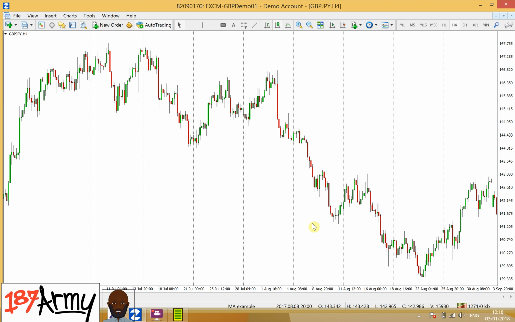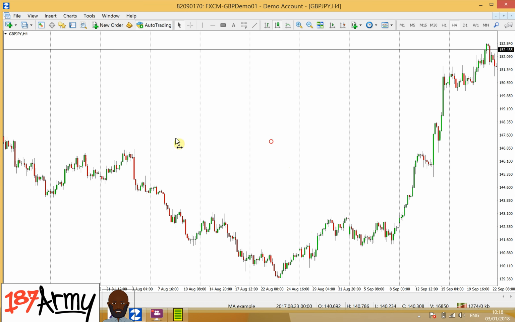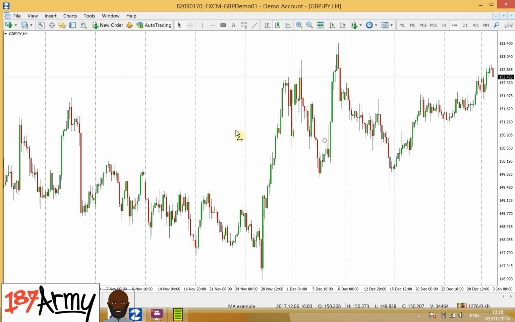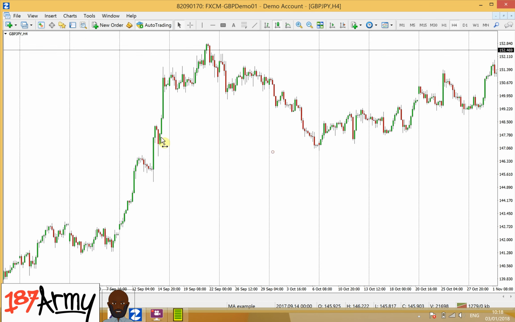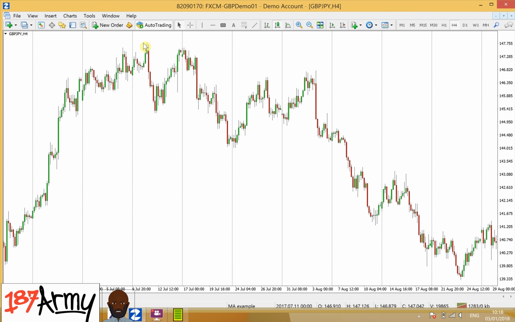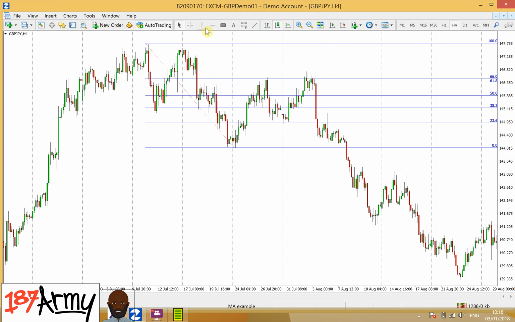But I'll now look for a bearish signal. So we'll draw it from the high here to the low here. I'll mark out the area to show you.